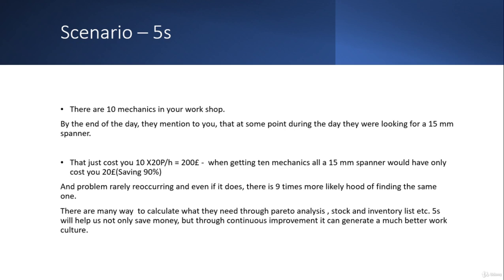And the chances of the problem occurring again is 9 times less likely, as you now have 9 mechanics with the spanner. There are many ways to calculate this through Pareto analysis, stock inventory, checklists, 5S, Six Sigma, and lean manufacturing techniques. This will not only save us money and time, but through continuous improvement generate a much better work culture.